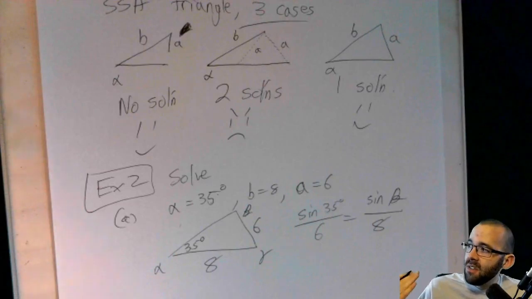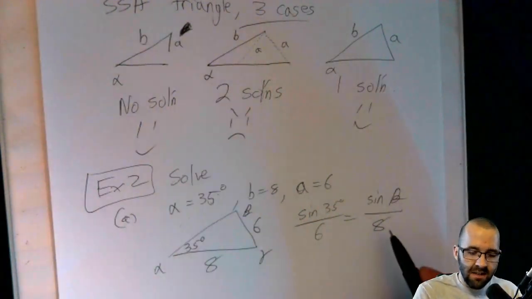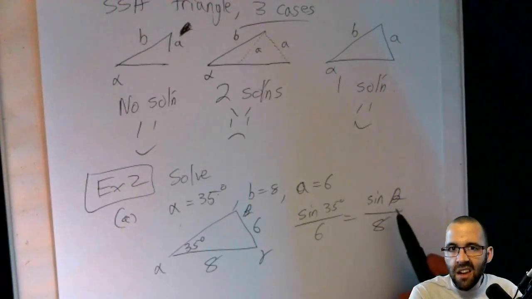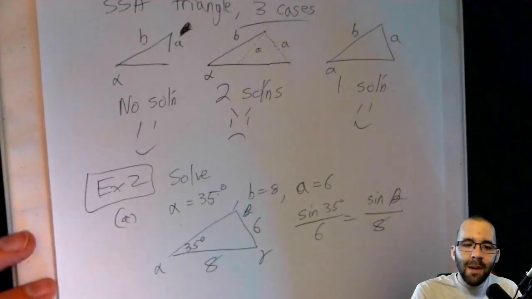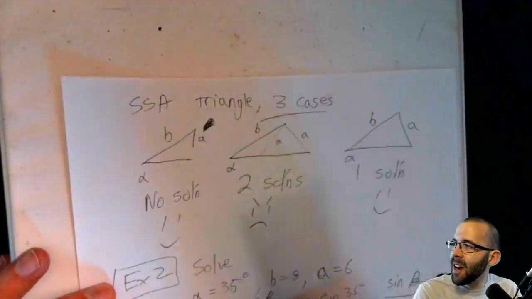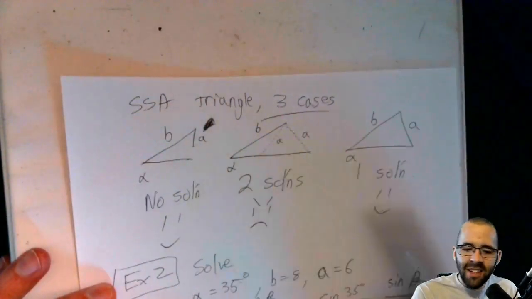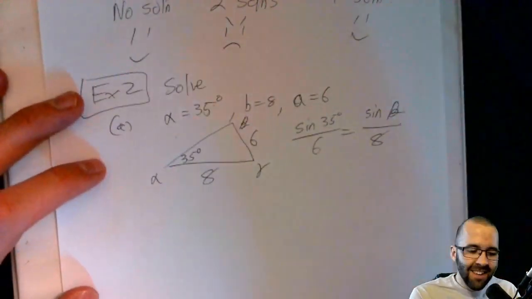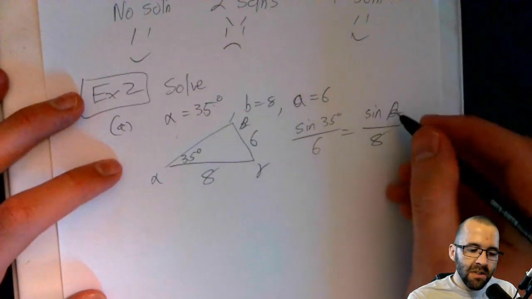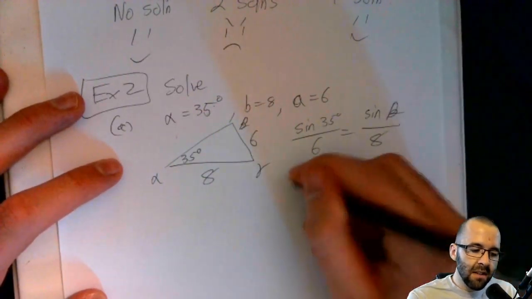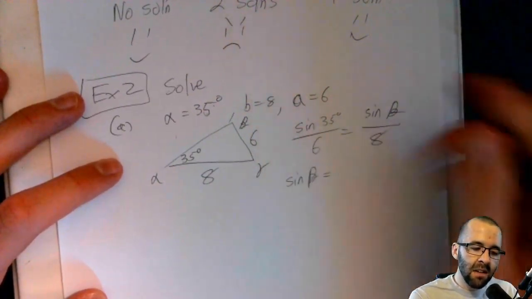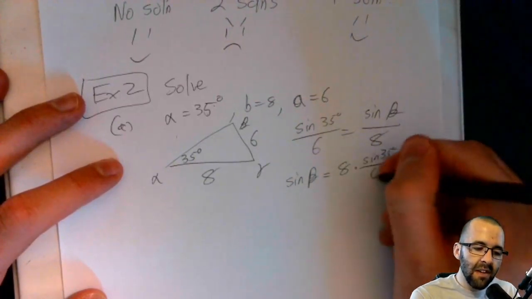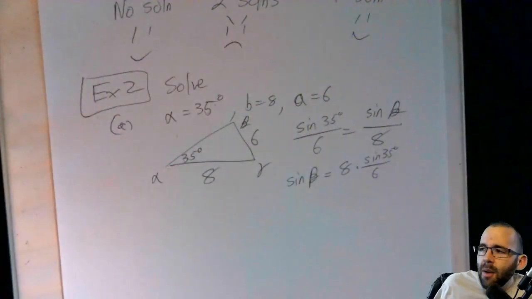In the other situation, we knew the angle, so we had to find the sides. Here, we know the sides, and we need to find the angle. So let's see what happens. Let's see which one of these cases we're going to get. Are we going to get happy face, angry face, or other happy face, but not quite as happy? Let's see. So to solve for beta, we multiply both sides by 8 to get that sine of beta equals 8 times the sine of 35 degrees divided by 6. And what have we got here?